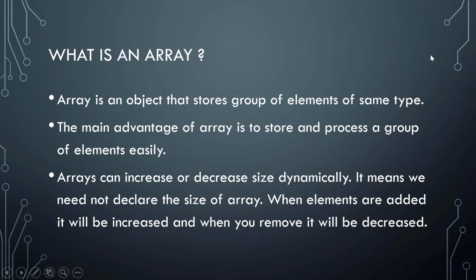So now let us see what an array is first. An array is an object that stores a group of similar type of elements. If you want to store the same type of elements, then we go for an array. What is the main advantage of an array? To store and process a group of elements easily. How we can store them easily, I'll tell you in the upcoming examples.